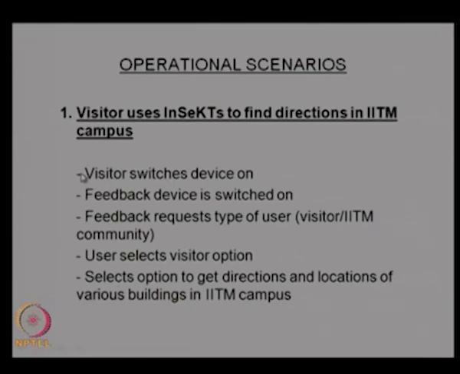So here we start with the visitor switches the device on. Assuming that the device is switched off, the visitor needs to switch on the device, and feedback will be given that the device is switched on, so that the customer will know that it is in the on position and can actually provide services. And then the system will ask for feedback requesting the type of user, whether he is an inside person or a visitor from outside. So that information is to be provided, and depending on that, the user selects an option, and then the options will be provided in the system for the user to select what actually the requirement is.